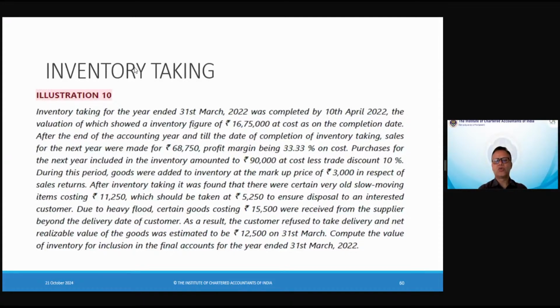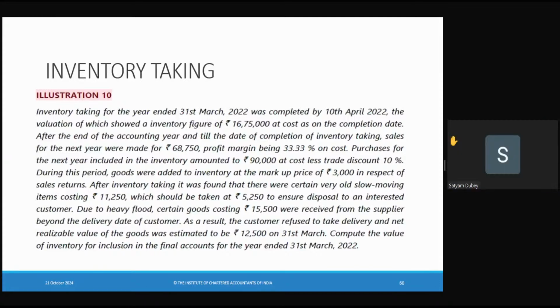Now, my question to the class is, inventory taking has been completed by 10th April. So what is the value of that inventory? And if it is completed by 10th April, then what do we have to calculate? We have to calculate the opening stock or the closing stock. Seeing this question, what do we feel we have to calculate? Yes, Satyam. Opening stock, sir. Yeah, very good. Opening stock.